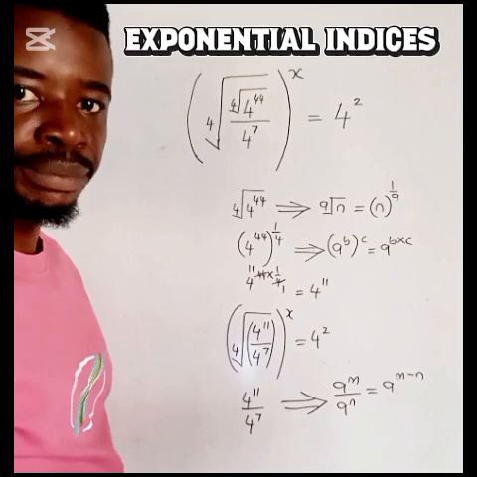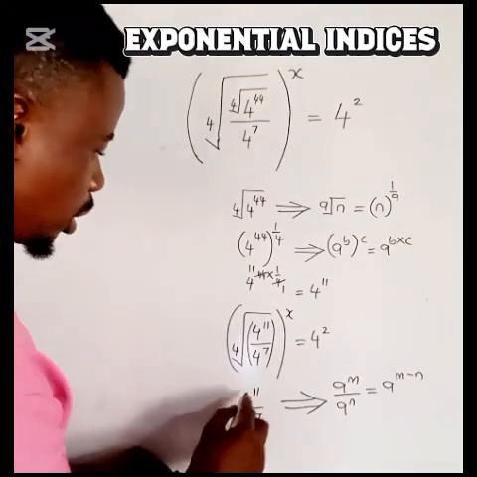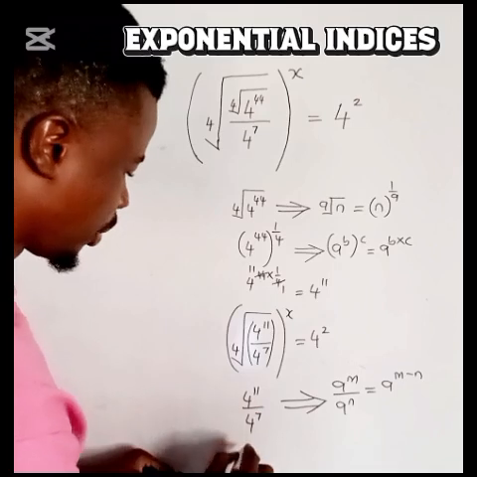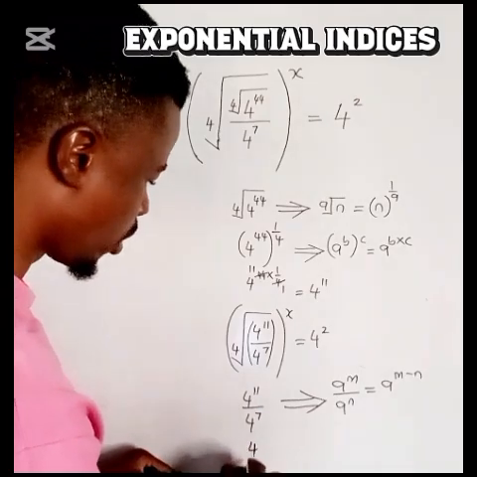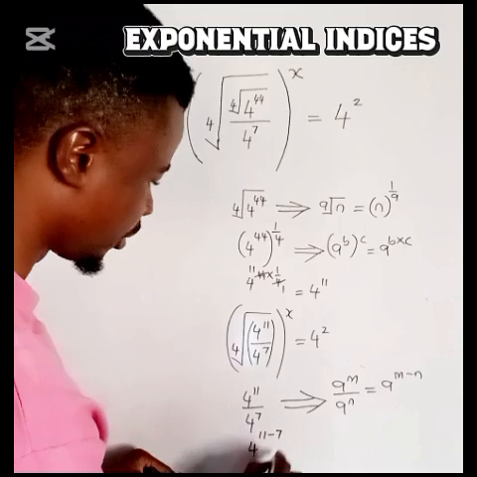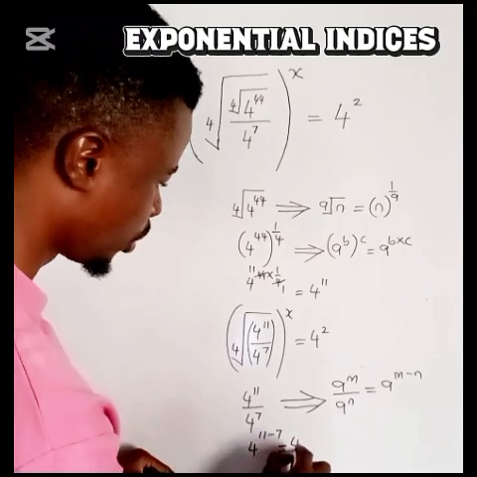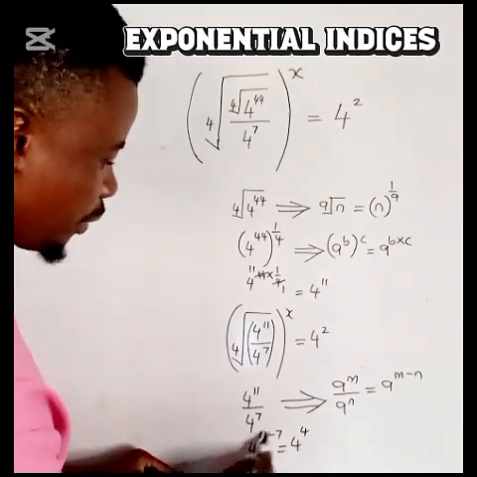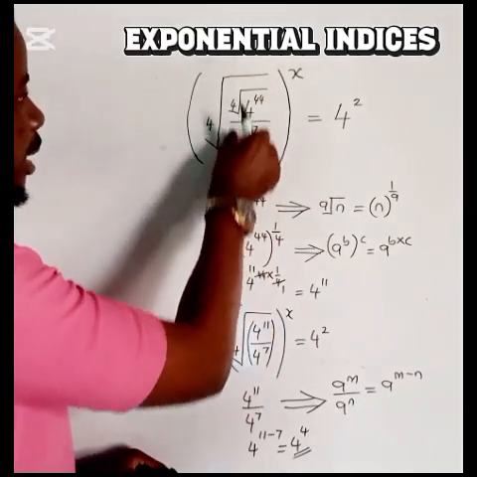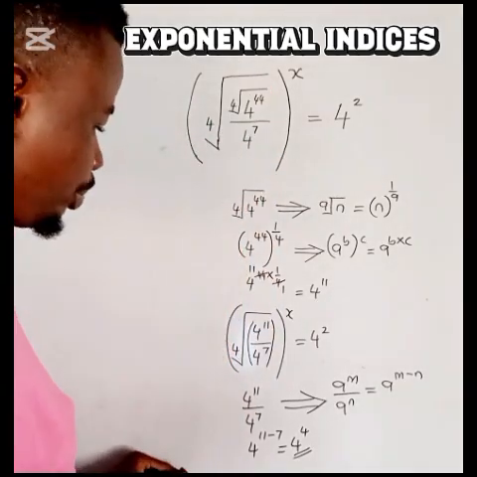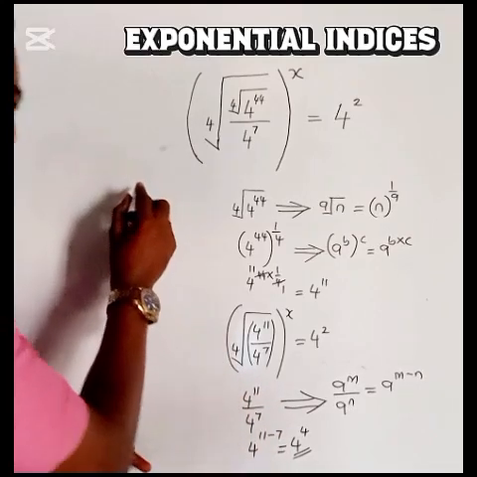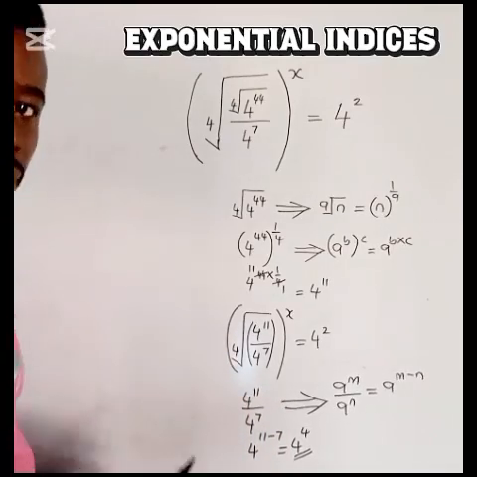That's what you have here. Using this law, we can simplify this. It becomes 4 to the power of 11 minus 7, which is 4 to the power of 4. 11 minus 7 is equal to 4. That means we have simplified everything inside this fraction. So now we can rewrite our question in a simplified form.